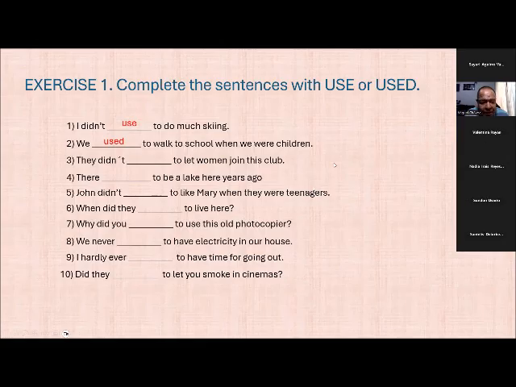They don't used to let women join this club. Be careful because "don't" is present. In this case, we have past. What is the auxiliary verb for past? Read it again. Sayuri? Can you read the sentence again, please?